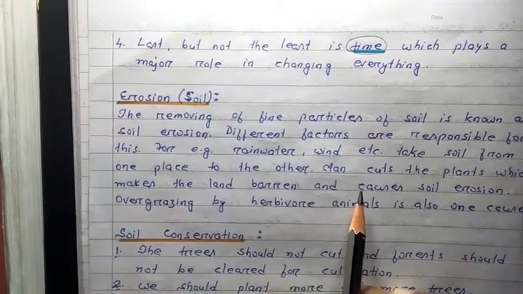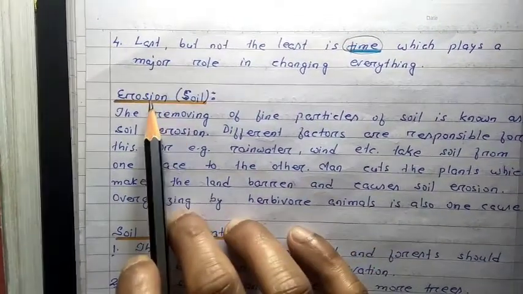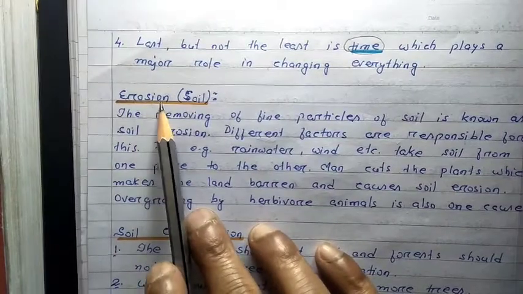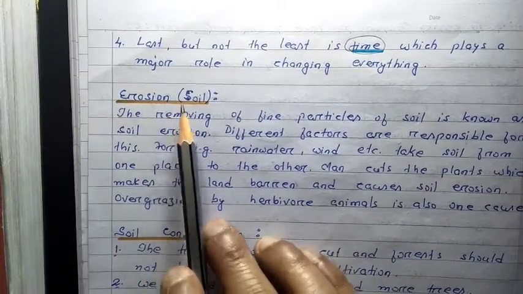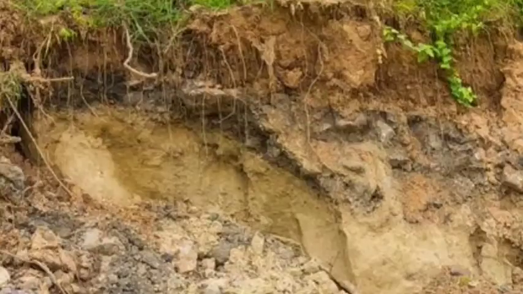Now, already it was explained about erosion. Erosion is the process through which the weathered rock materials are generally taken from one place to the other place. Now it is given about soil erosion. It's very simple, nothing complex. Erosion means to carry away the weathered rock particles from one place to another. Soil erosion means taking away soil from one place to the other place. You can see it is written here: the removing of fine particles of soil is known as soil erosion.